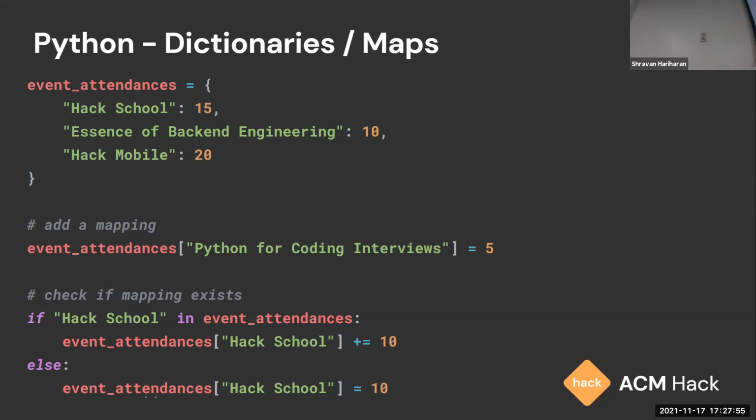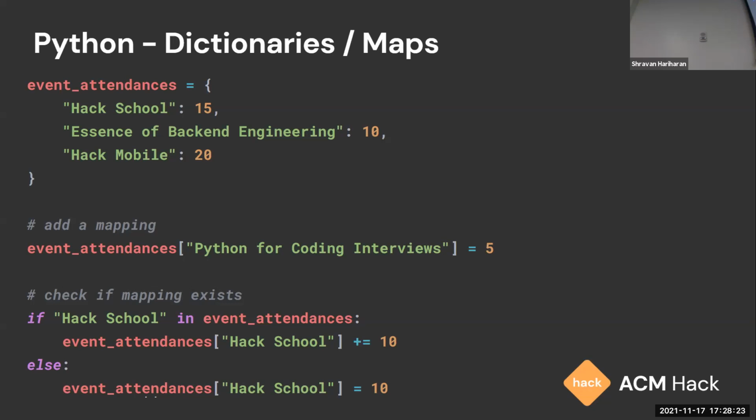In Python, since we're dynamically typed, we can have different mapping types. So we can have an int to a string in the same map as a string to an int. That's legal. In Java, you would need to specify the type, and everything has to adhere to the same type. To add a mapping, we just use the bracket syntax, like Python for coding interviews equals 5. We have more than 5 people here, which is awesome. But yeah, that's how you add a mapping.